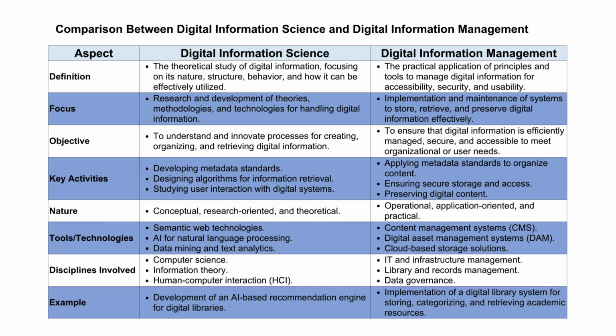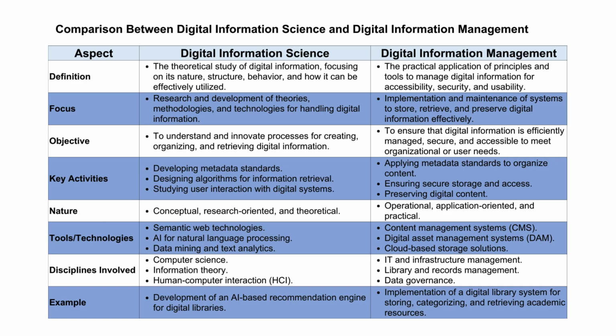Now, let us consider the objective. The objective of digital information science is to understand and innovate how digital information is created, organized, and retrieved. The objective of digital information management is to ensure digital information is efficiently managed, secure, and accessible to meet user or organizational needs.